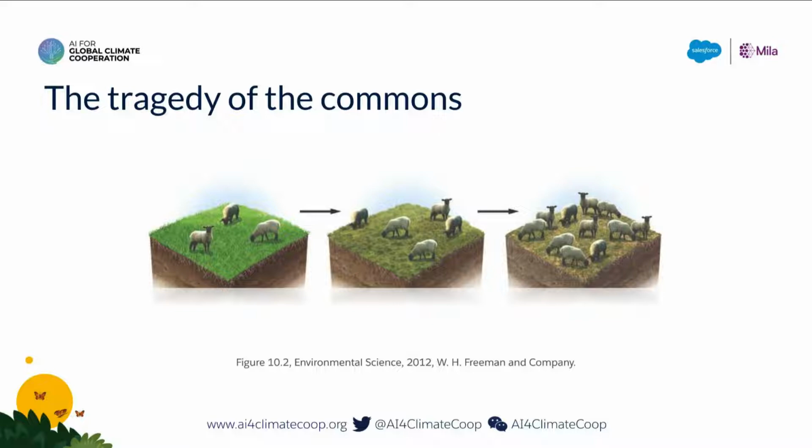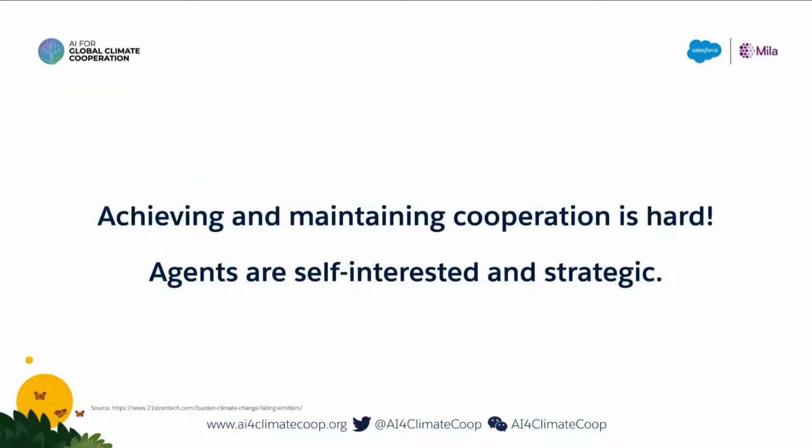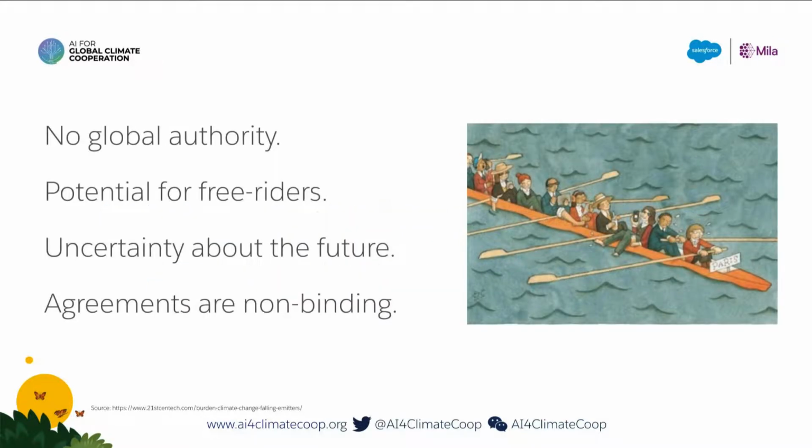The tragedy of the commons can be prevented by cooperation. Agents could agree to collectively protect the climate. For instance, they might each agree to limit their carbon emissions. However, achieving and maintaining cooperation is hard. This is because agents may disagree about long-term climate goals and their priorities. Hence, the challenge is to design negotiations and agreements that align individual goals with the collective goal.